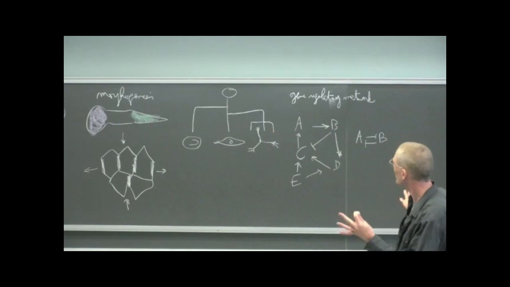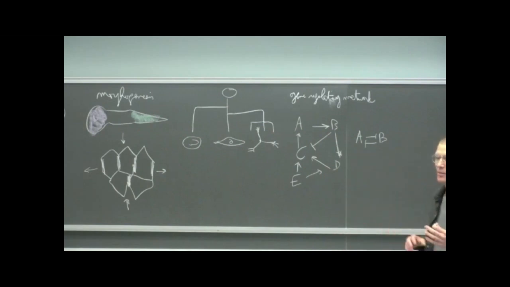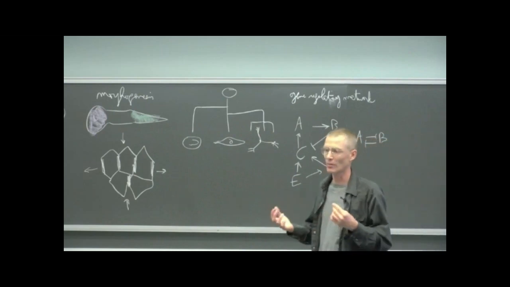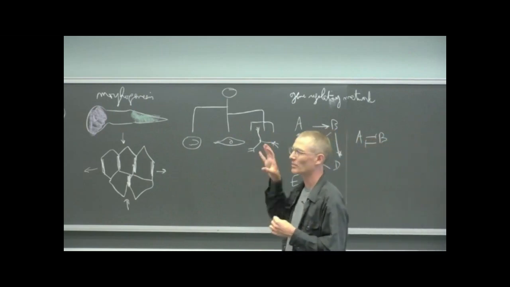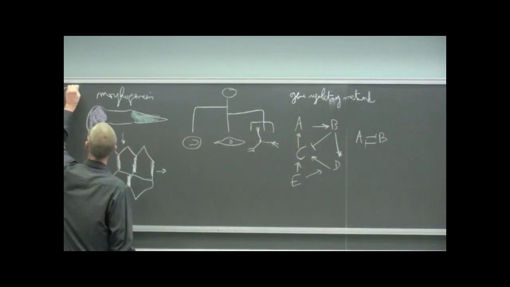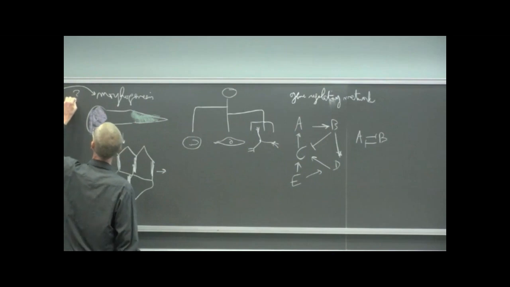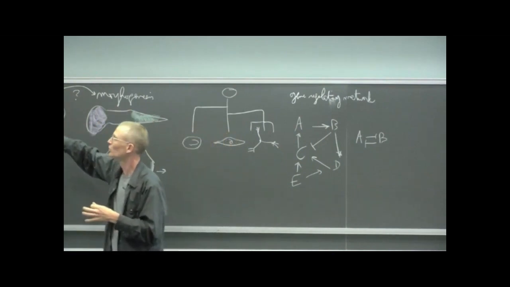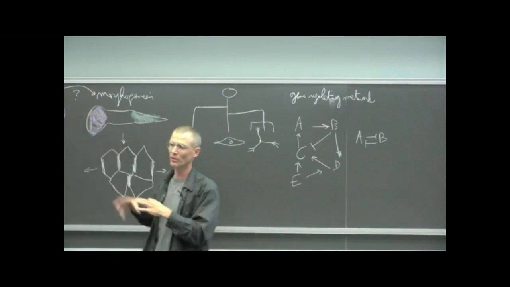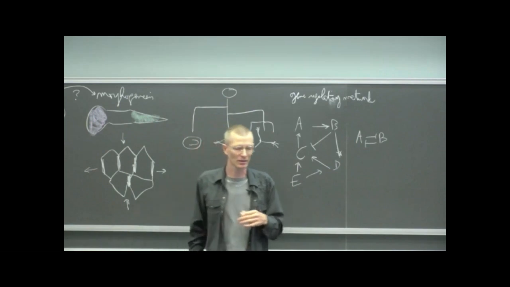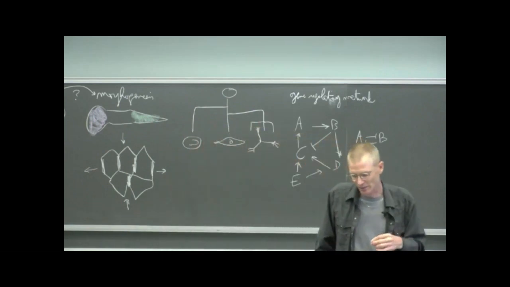So the question then is, how are these two processes coordinated? What has been a default hypothesis in the field is that patterning lies upstream of morphogenesis. And this makes sense. The notion is that you first need to make different kinds of cells before they move differentially. But we'll see that's not necessarily the case.